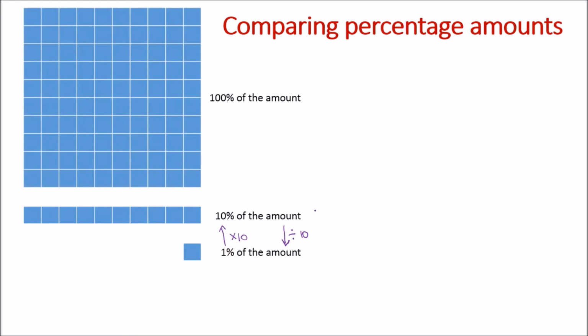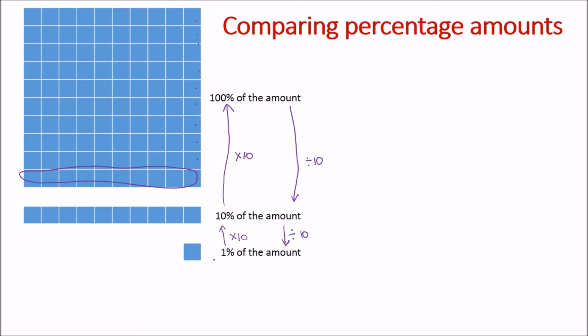Looking now at 100%, can you see that if we look at 10%, there's one lot of 10%. And then there's another and another and another and another and another, and we've got 10 lots of 10%. So if we want to go from 10% to 100%, we really are just multiplying by 10. And if we're going from 100% to 10%, we're really dividing by 10. So keep in mind, we haven't put in any amounts yet. These are just looking at relationships between 1%, 10%, 100% of any single amount.